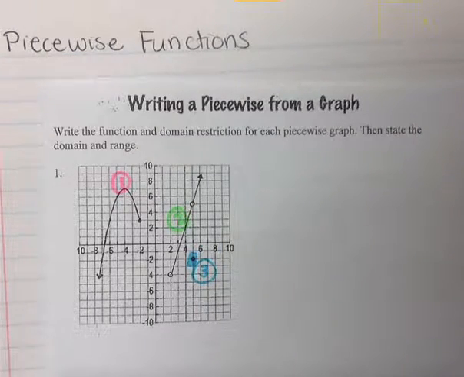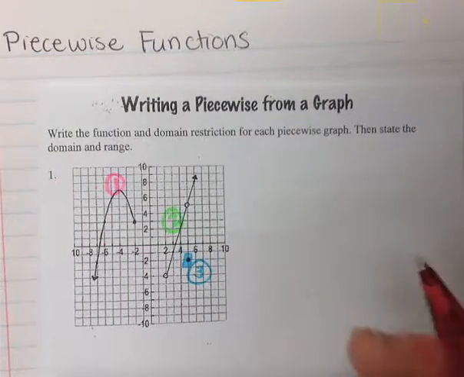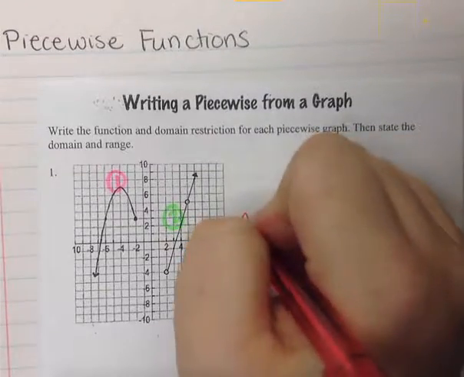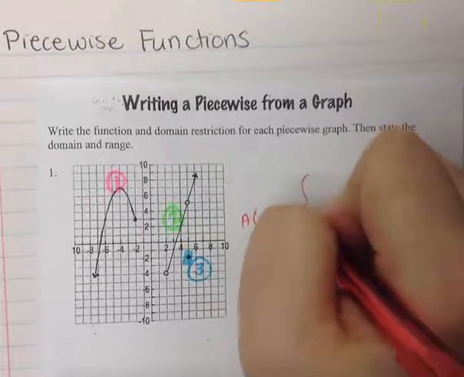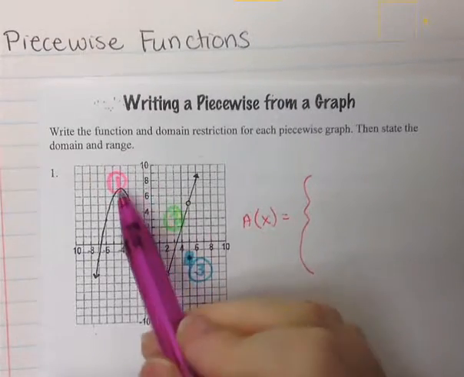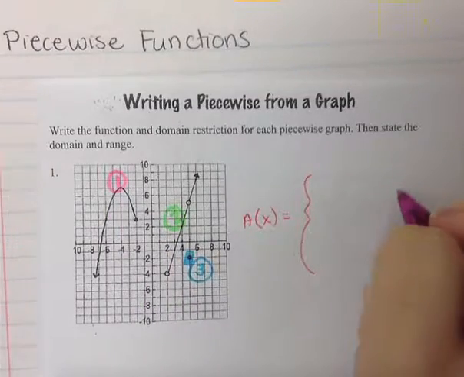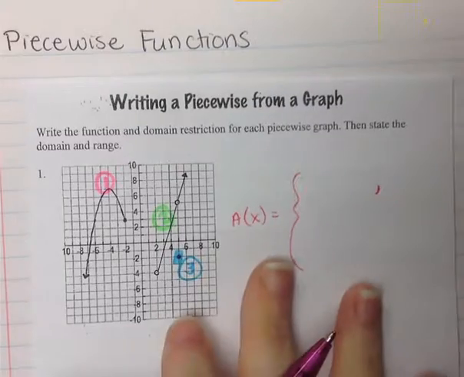So we can start out writing our restrictions as well. This is going to be the first one. I can put this as f of x. I'm just going to put this as a of x because this is the first example, is equal to a big squiggle bracket, because I'm going to have all three of these equations in here. So we can start with our restrictions. With the first one, I'm going to leave some space here. I'm going to put a comma. So I'm going to put my restrictions.